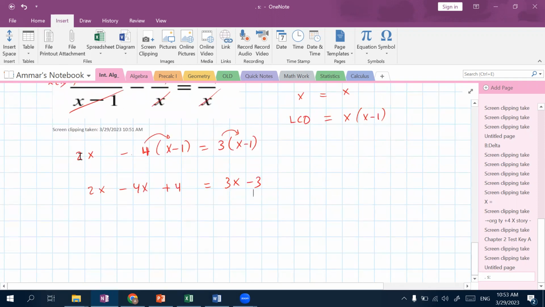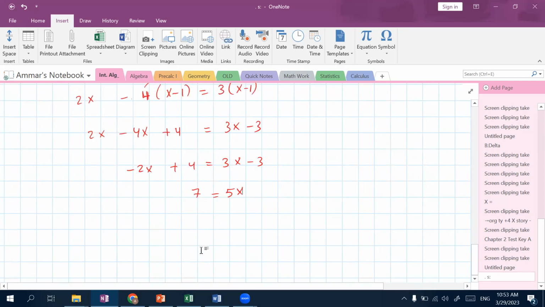And now let's get the terms that involve x on one side. So we have negative 2x plus 4 equals 3x minus 3. Let's add 2x to both sides, so this will be 5x. If we add 3 to both sides, this would be 7. So this is another equivalent equation. Now divide both sides by 5, x is 7 over 5. So this is another equivalent equation, which is the solution.